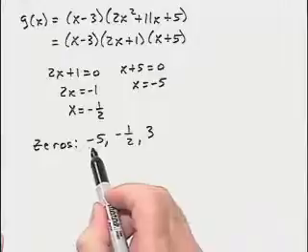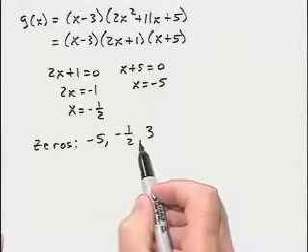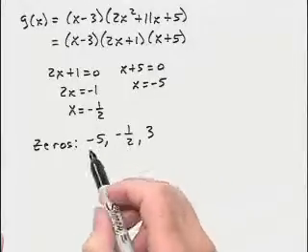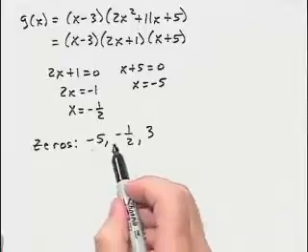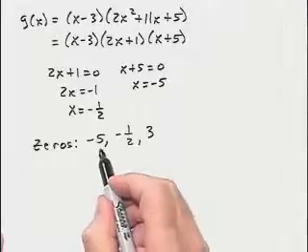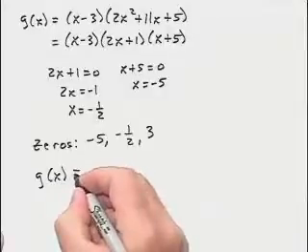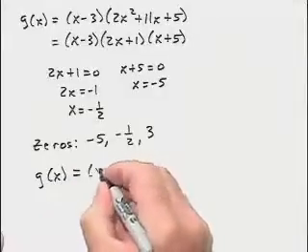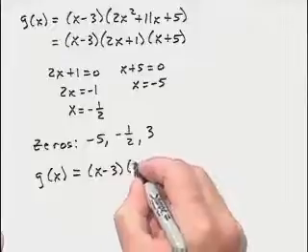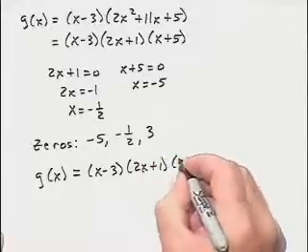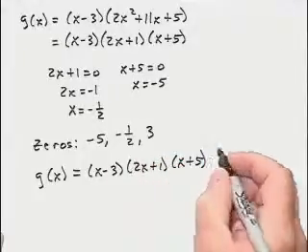Now, if you notice, these are three rational zeros as well. And if we look back in Part C at our list of potential rational zeros, we'll see that each of these occurred in that list. Our function in completely factored form is then x minus 3 times 2x plus 1 times x plus 5.